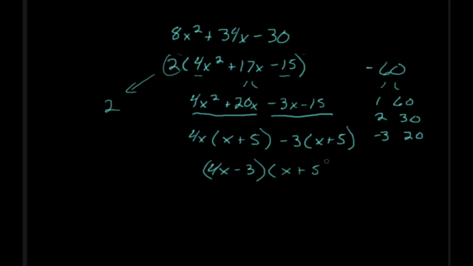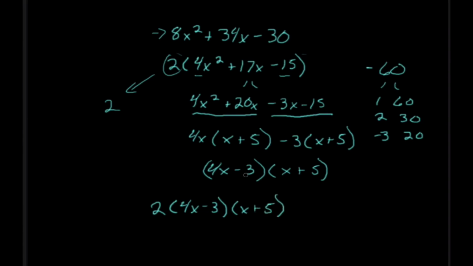Now don't forget, we are factoring this trinomial, and this trinomial is not our original trinomial. This is half of our original trinomial because we factored out that 2. So don't forget about that 2. So our complete answer would be 2 times 4x minus 3 times x plus 5. And you can check this by doing the multiplication.